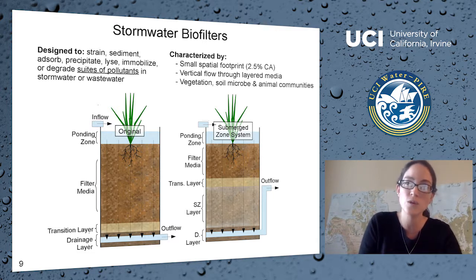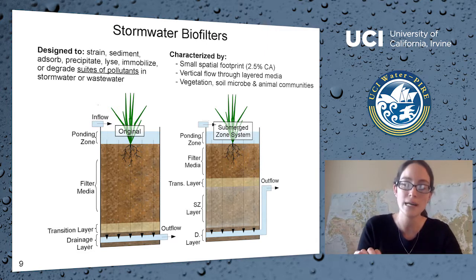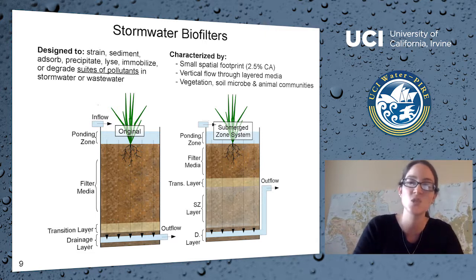And then it can either flow straight out of the outflow, or in certain system designs, submerged zone systems, you can actually elevate the end of that outflow pipe, creating a saturated or submerged layer at the base of the biofilter that tends to have low oxygen and favor anaerobic microbial processes. Now, in addition to all of this, biofilters are also characterized by their biocomponent, so their vegetation, soil microbes, and animal communities, all of which contribute to the pollutant removal processes as stormwater moves through those biofilters.